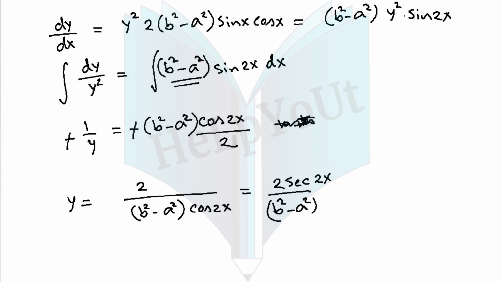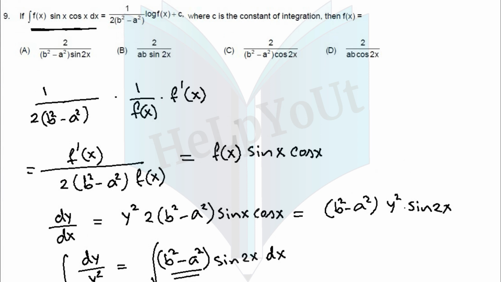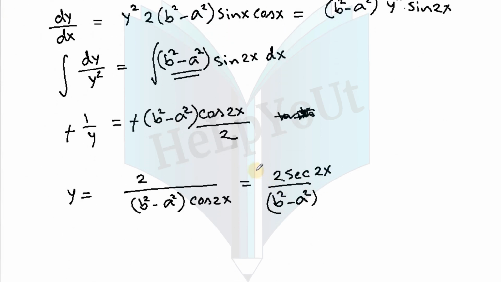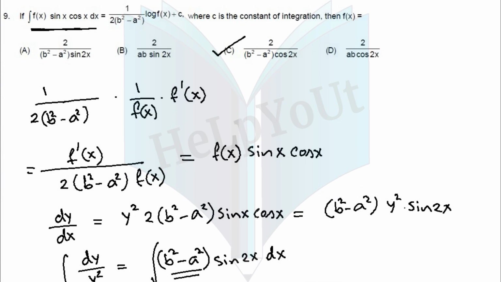So let's see which option matched. Yeah, here they had cos 2x, actually option C matched. We didn't need that part so much. Let's just delete that. The answer is this one, which was option C: 2 by b square minus a square by cos 2x.